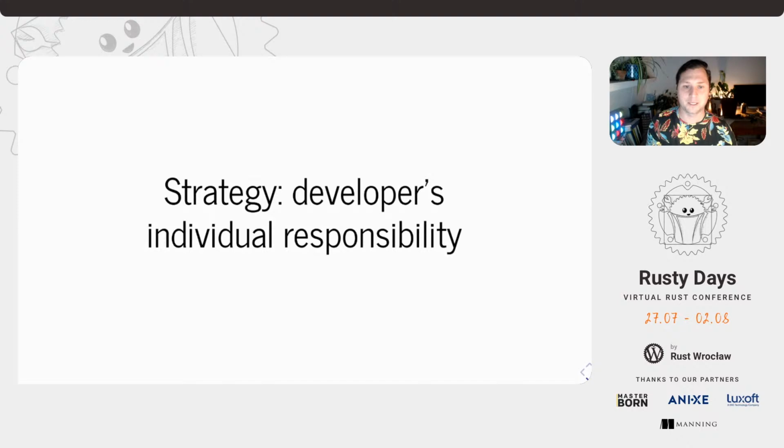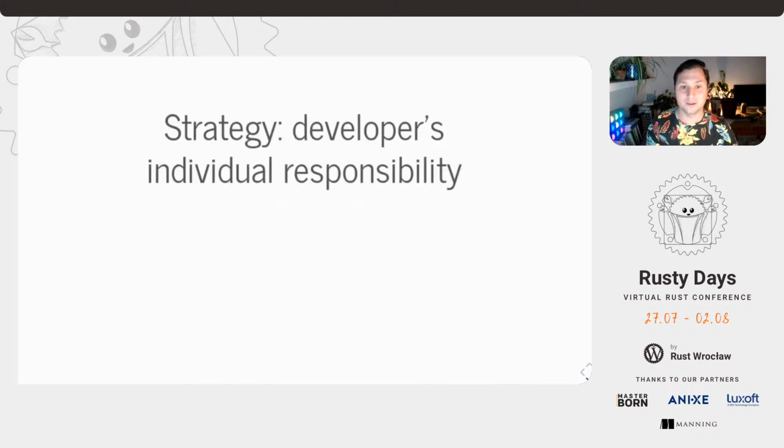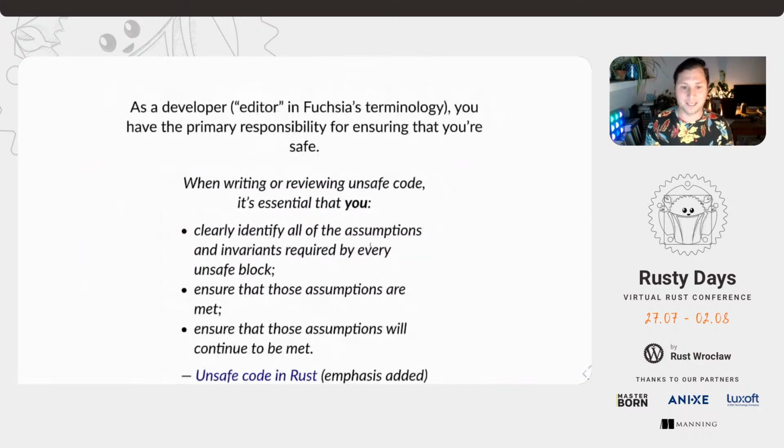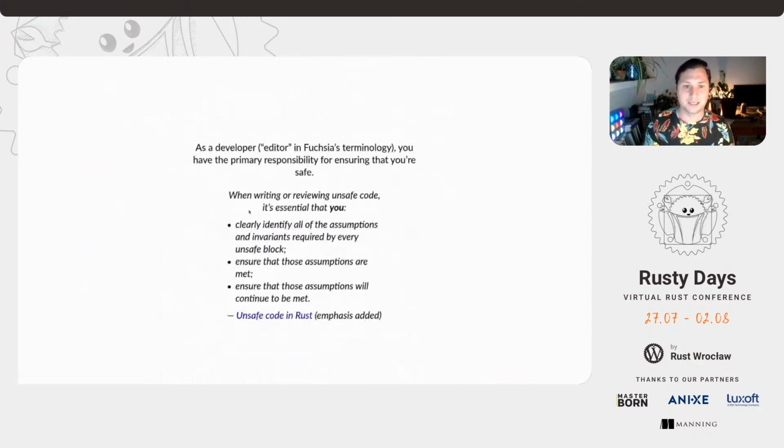Their team has code documentation that makes it very clear that if you're adding unsafe to the code, you need to ensure that it's safe. It's your responsibility. And it's essential that you identify any assumptions that are required by every unsafe block. You need to ensure that those assumptions are actually met, not just that you've identified them. And over time, it's possible for those assumptions to continue to be met.